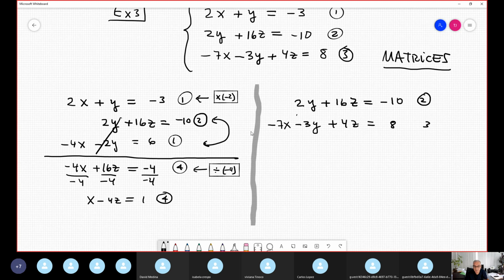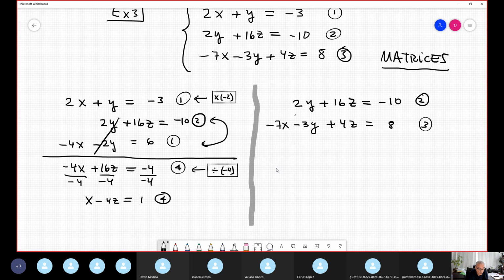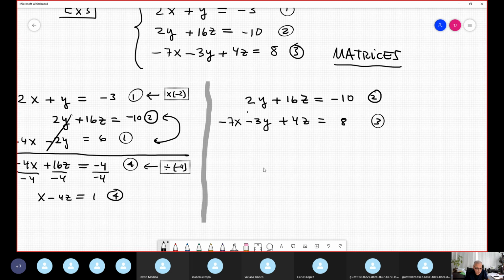This is my equation 3. I need to do something. Well, this something is to multiply the first equation, suppose, by positive 3. I'll multiply the second equation by 2. What's my intention? My intention is to get 6 and negative 6. Okay, copy that: 6y plus 48z equals minus 30.